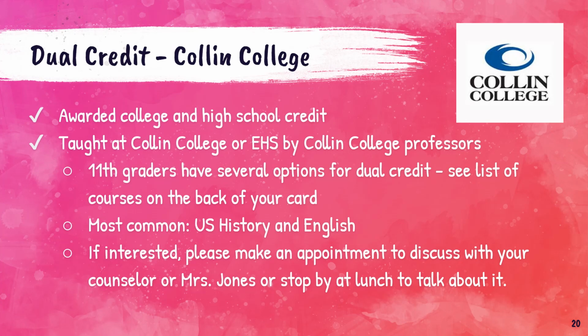There are several options for 11th grade students to take. The most common are going to be U.S. history and your English 3. And you need to make sure that if you take one dual credit class, you can only take that first or fourth. If you want to take two, then you can take that first, third, or fourth. Hopefully you attended the dual credit meeting in December so that you know all the ins and outs of signing up for dual credit.